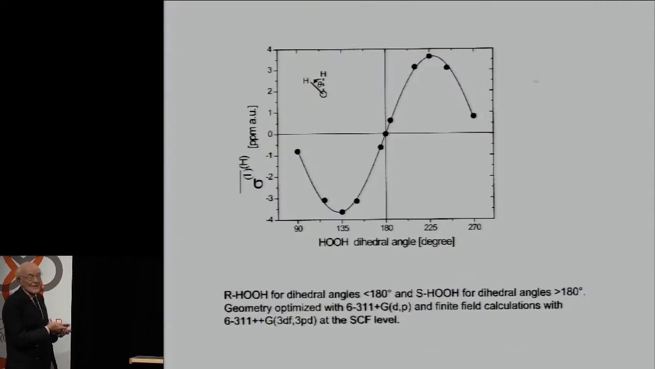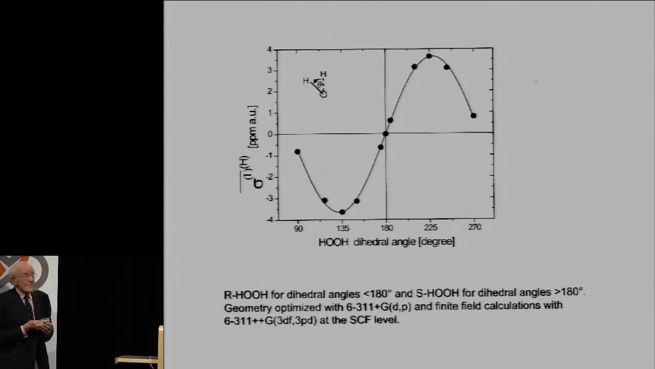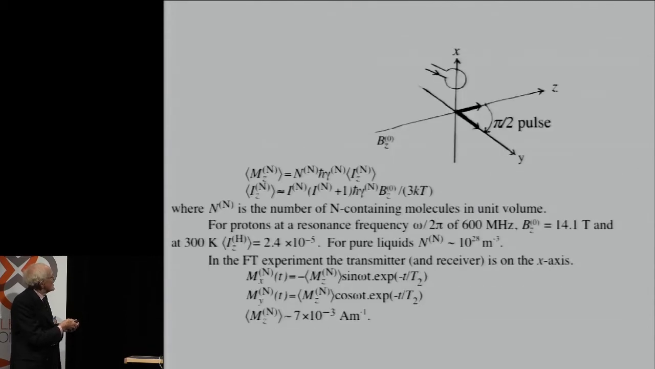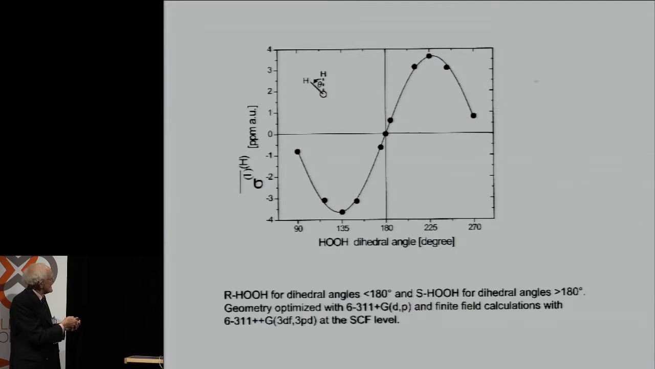Here, this is for HOOH, hydrogen peroxide, which isn't normally thought of as a chiral molecule because of rotation. It tunnels through the barrier, but it is a molecule in its equilibrium state with the C2 symmetry, and so it is chiral, and as the dihedral angle changes, so does the chirality. Goes through zero for the planar positions, at zero and 180. 360 rather, I beg your pardon, 360. Well, and 180, yes.